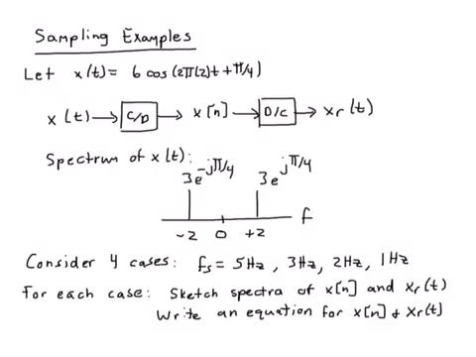And we're going to consider 4 different cases. We're always going to be sampling the same sinusoid, but we're going to do so with 4 different sampling frequencies: 5 hertz, 3 hertz, 2 hertz, and 1 hertz. And for each of these cases, we're going to sketch the spectrum associated with the sampled signal and the spectrum associated with the reconstructed signal. We're also going to write an equation for x of n and an equation for xr of t. So let's get going with the fs equal 5 hertz case.